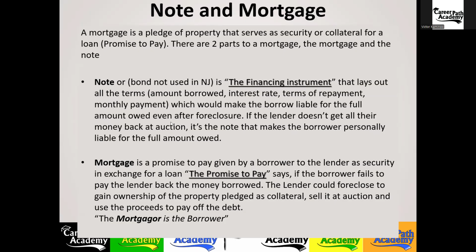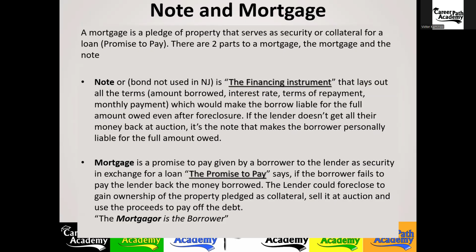If the lender doesn't get all their money back at the auction, after you failed on your promise to pay, so they sold the property at auction, if those proceeds are not enough to pay back the lender all the money that you borrowed, it is the note that makes the borrower personally liable for the full amount owed. So that outstanding balance they were not able to recoup from the foreclosure allows the lender now to chase after you personally for any balance that you may still owe.